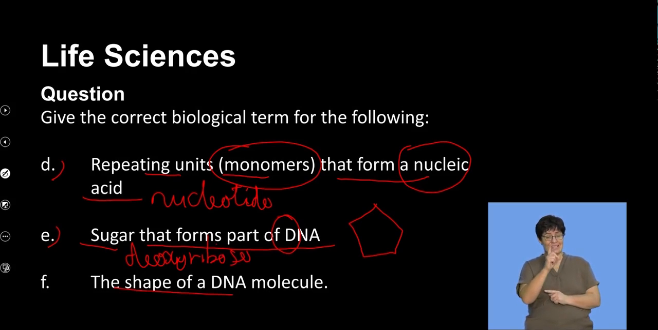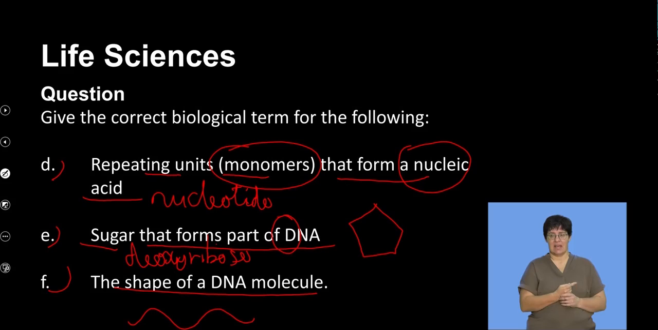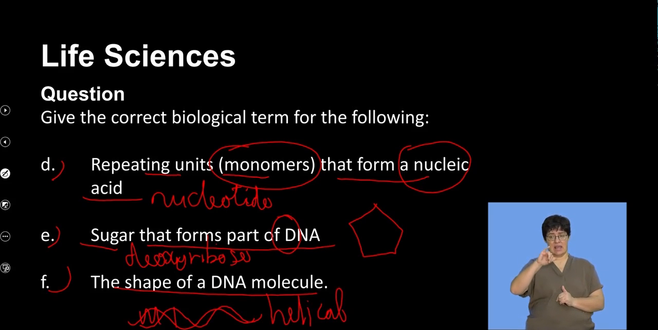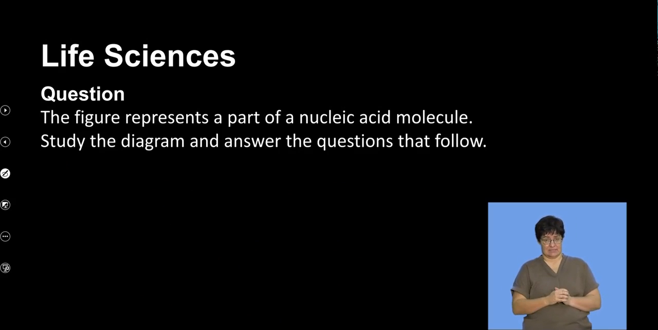The shape of the DNA molecule is the next question, and as I mentioned, DNA is a double helical structure. So DNA is a helical structure, or in some cases you can refer to that as being a helix. So it's helical, it forms a helix. Let's move on to the next question, folks.